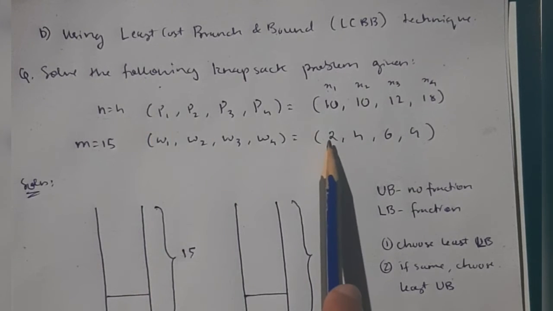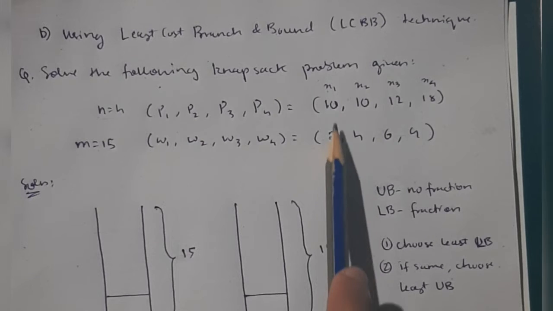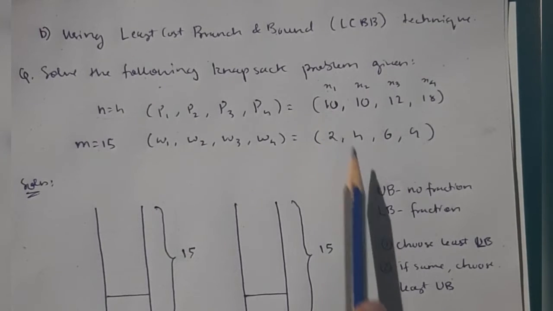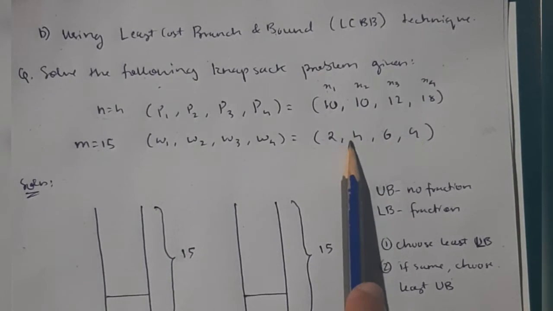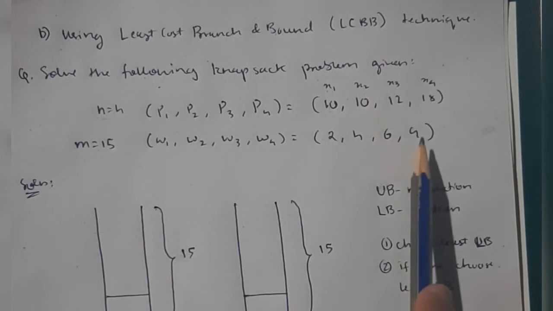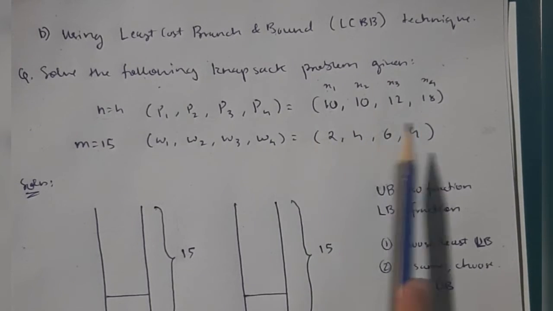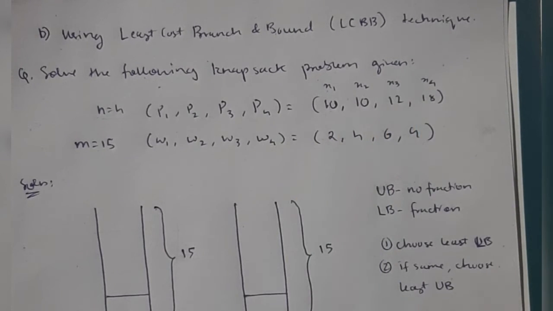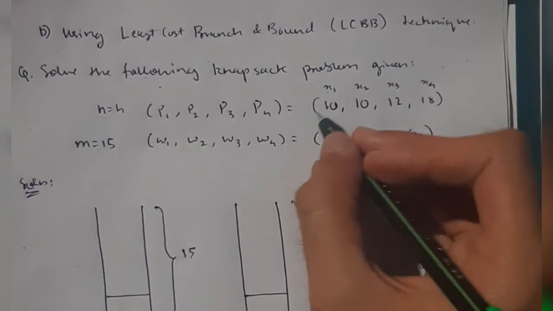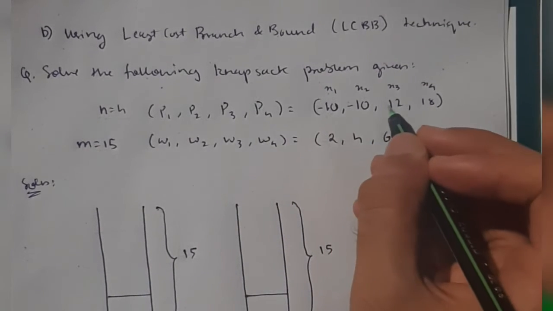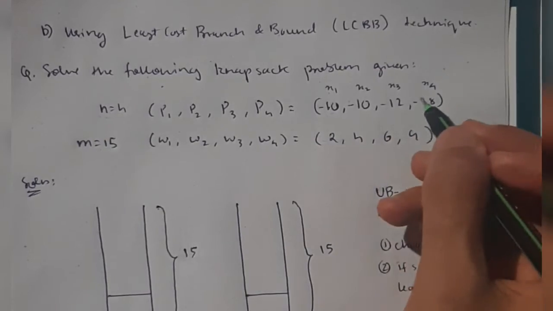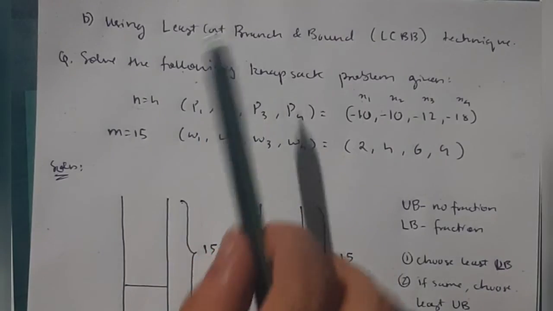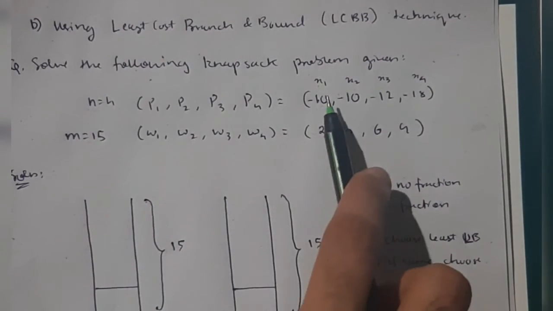These are the costs, which means the first object's weight is 2 and its cost is 10. The second's cost is 10, the third's cost is 12, and the fourth's cost is 18. In this problem we'll be considering negative weights, so here it will be minus 10, minus 10, minus 12, and minus 12. Remember, branch and bound is a minimization technique, so here we will be using negative weights.